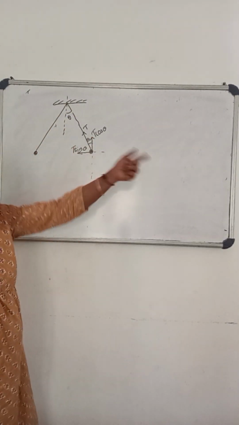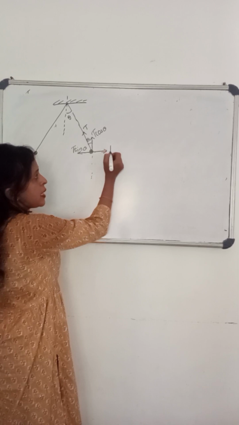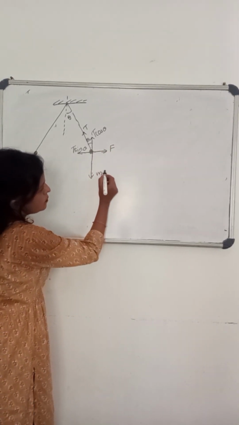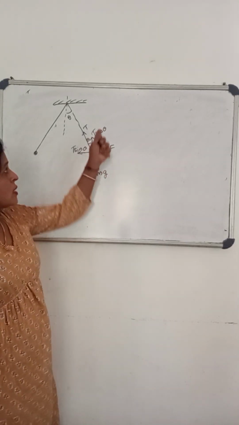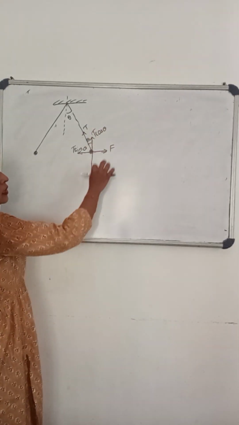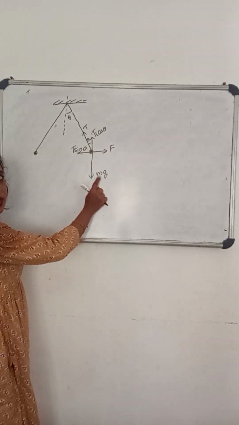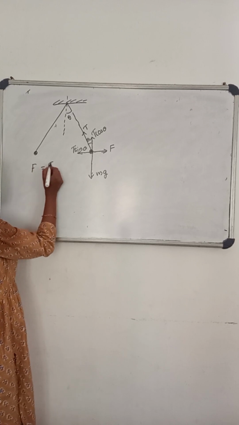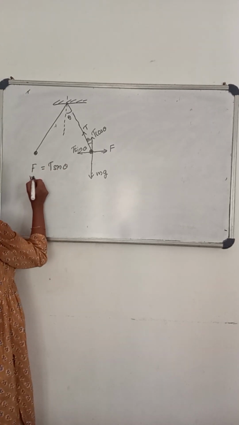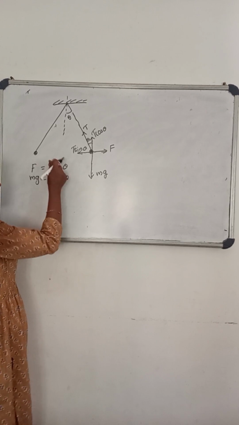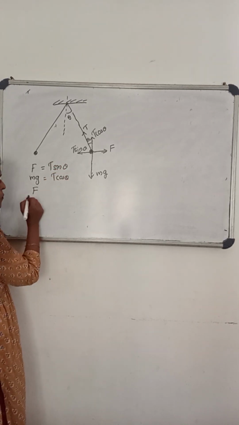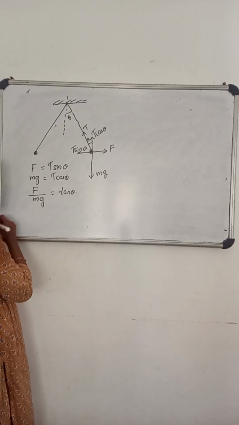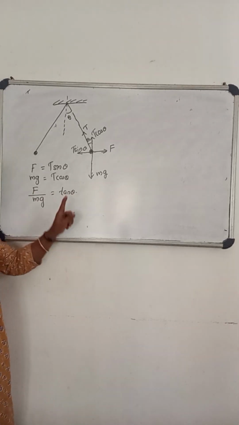We know that these two balls repel each other, so the repulsive force is in this direction. And this is the direction of weight. So just balance the equations. T cos theta balances with mg, repulsive force balances with T sin theta. So F is equal to T sin theta, mg is equal to T cos theta. Just divide these two equations. F by mg is equal to tan theta.